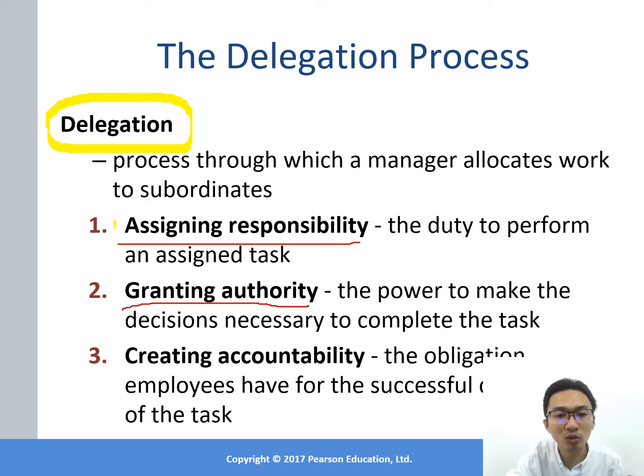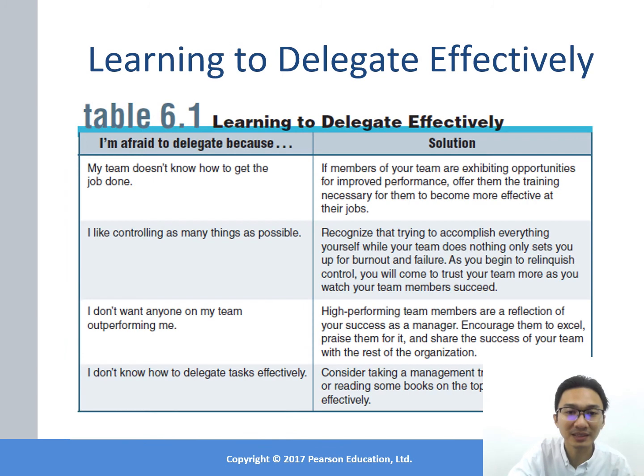The last one is that you create accountability, which is you tell them clearly, this is your task, I have given you the power to make decisions, you have to complete this. If you don't complete this, then there may be some repercussions, or some problems later on. Okay, that's the delegation process.